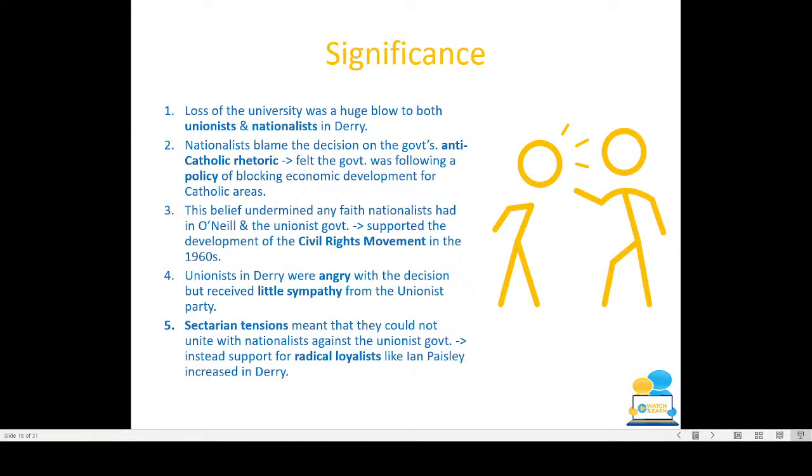So that's really important to understand, that it wasn't just the nationalist community in Derry that felt at a loss here, the unionists did as well. And what that did for these unionists, it almost turned them towards loyalism. So the more extreme end, the more radical end of, we'll say, the political spectrum there.